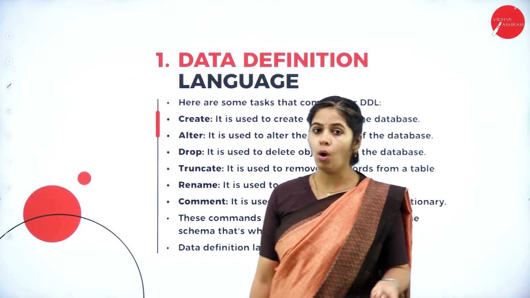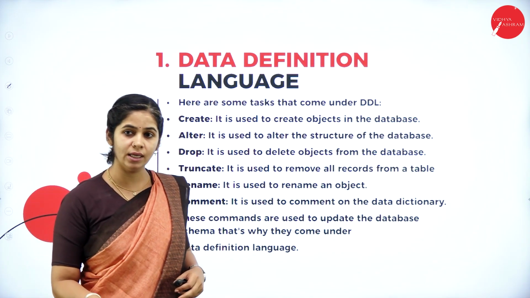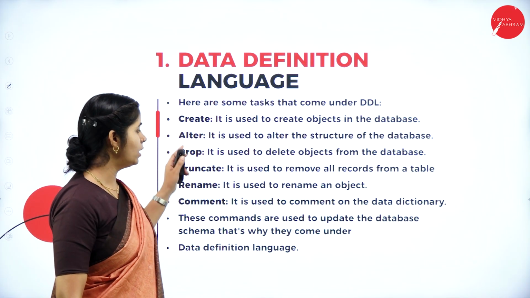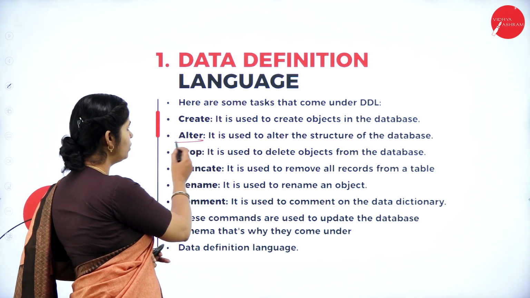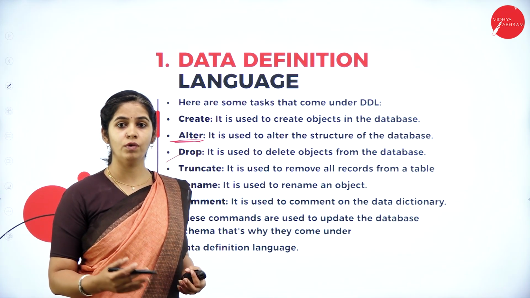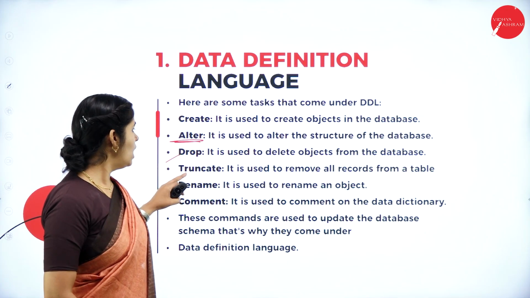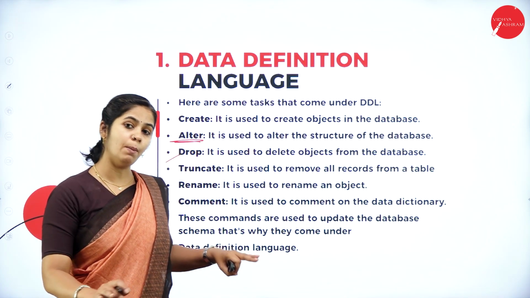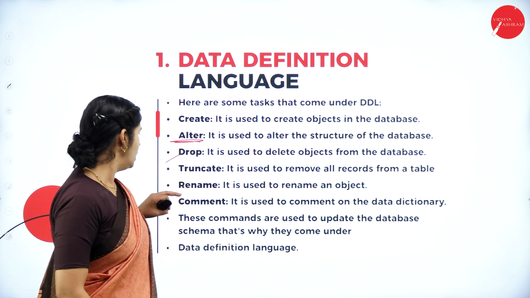Now, let us see what operations we can do using DDL. That is create. We can create the database or create an object in the database. Alter: after creating, if I want to alter any database, we can use the alter command. Drop: if I created one table and I don't want to use that table further, I can drop that table, that is, delete that table. Truncate is used to remove all the records from the table. Drop deletes the complete object, and truncate deletes the records in that particular table.